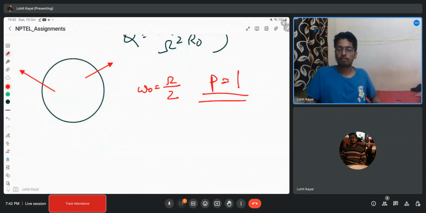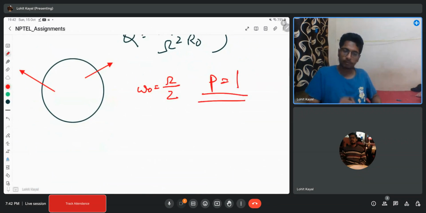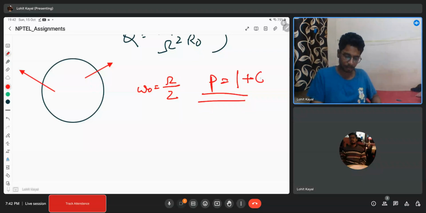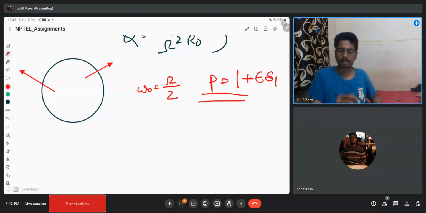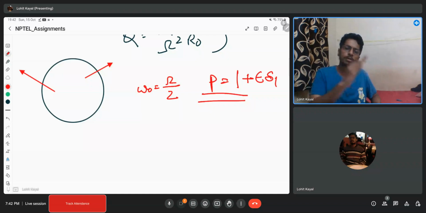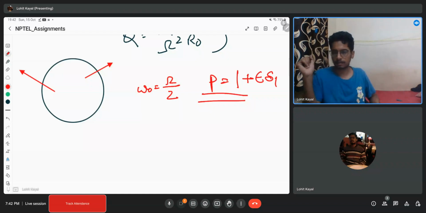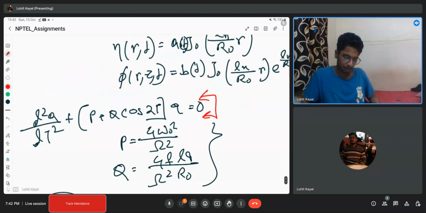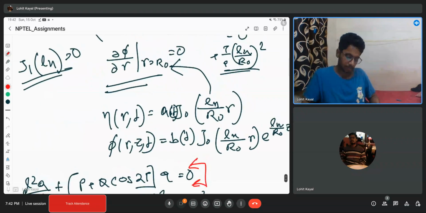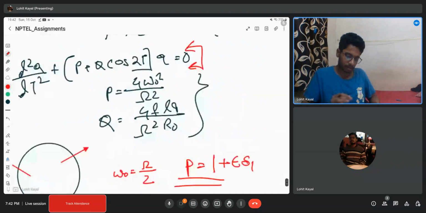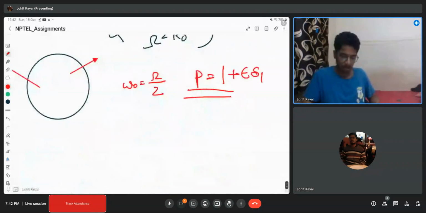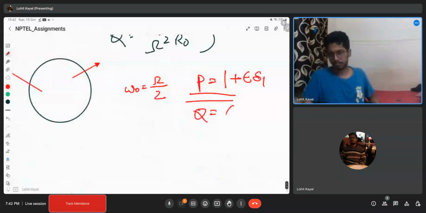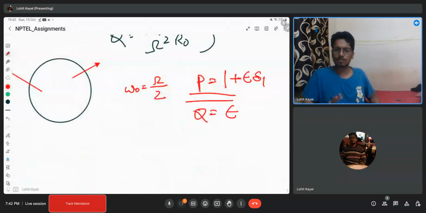Now we will not exactly solve for 1. We will give it a small perturbation, and the small perturbation is we will consider p equal to 1 plus epsilon delta 1. That is a small shift from the subharmonic frequency. Epsilon is a very small quantity. And we will also approximate the forcing term, that is small, and we will assume that q equal to epsilon. So we are considering only small forcing.